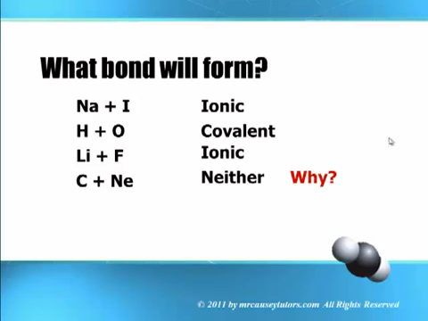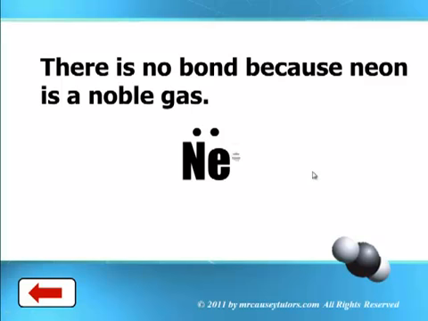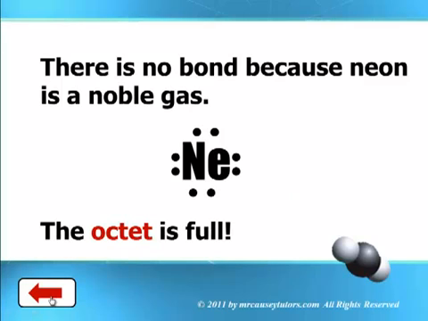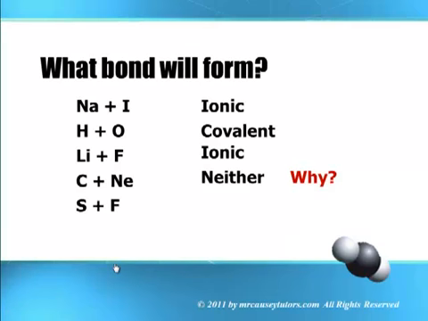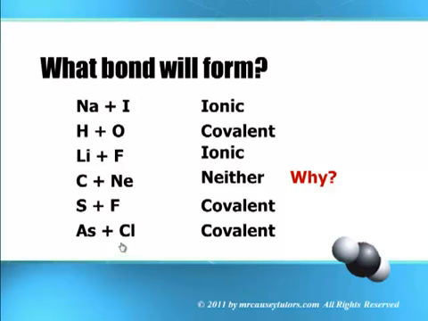Neither. Why? Well, there's no bond because neon is a noble gas. The octet's full. It doesn't want a bond. It doesn't need electrons, doesn't want to give up electrons. Then we have sulfur and fluorine, covalent. And arsenic and chlorine, covalent and somewhat ionic.